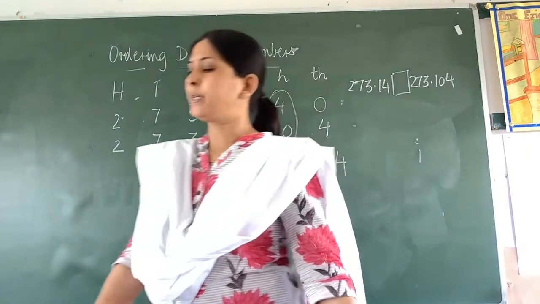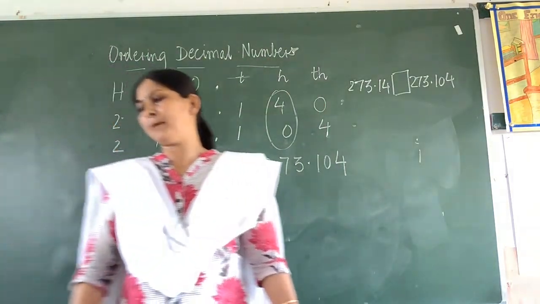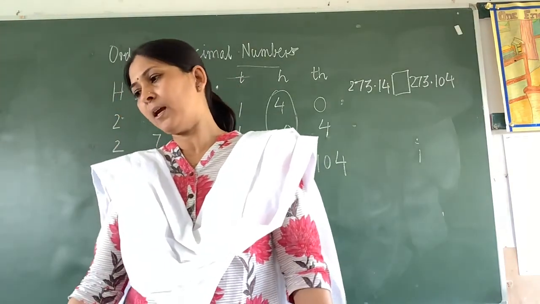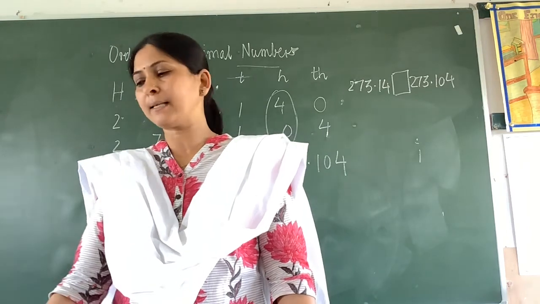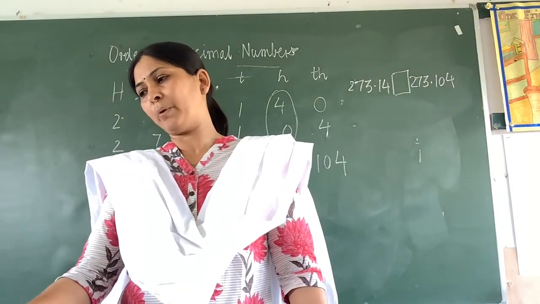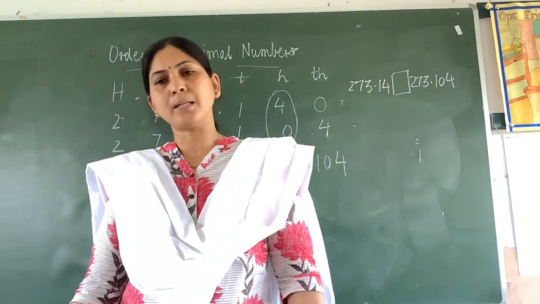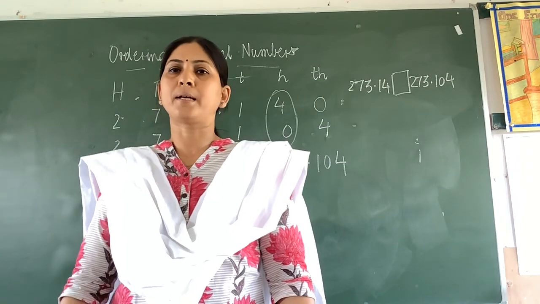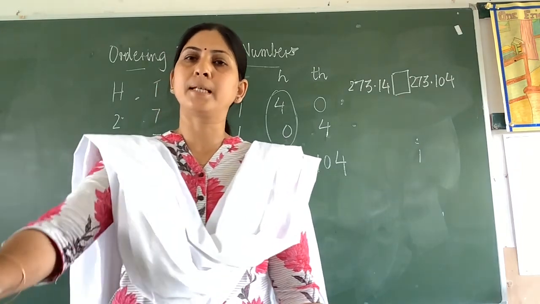So you see how easy it is to compare 2 decimal numbers. You will do page number 87, exercise 5C, question number D. There are 6 sums. There will be a few sums which I will send you on WhatsApp. Questions 1, 2, 3, 4 you will do in your mathematics notebook, and questions 5 and 6 you will do in your practice notebook. Now we will meet in the next video.